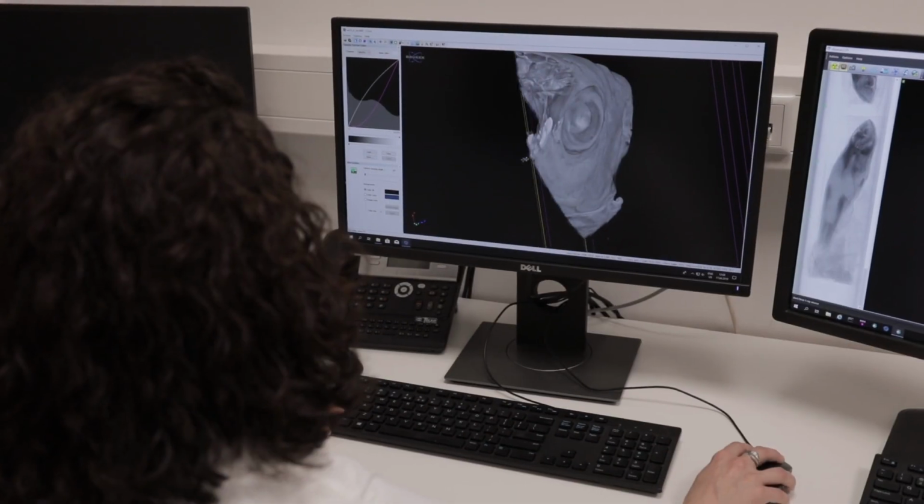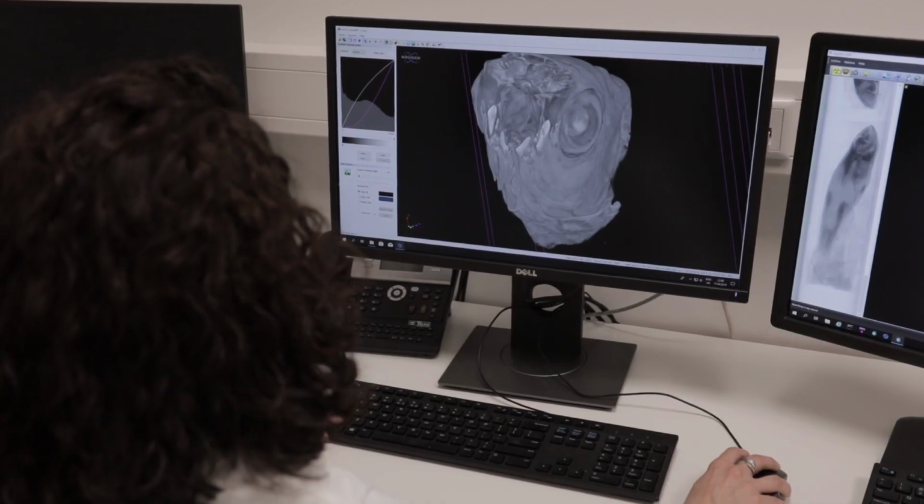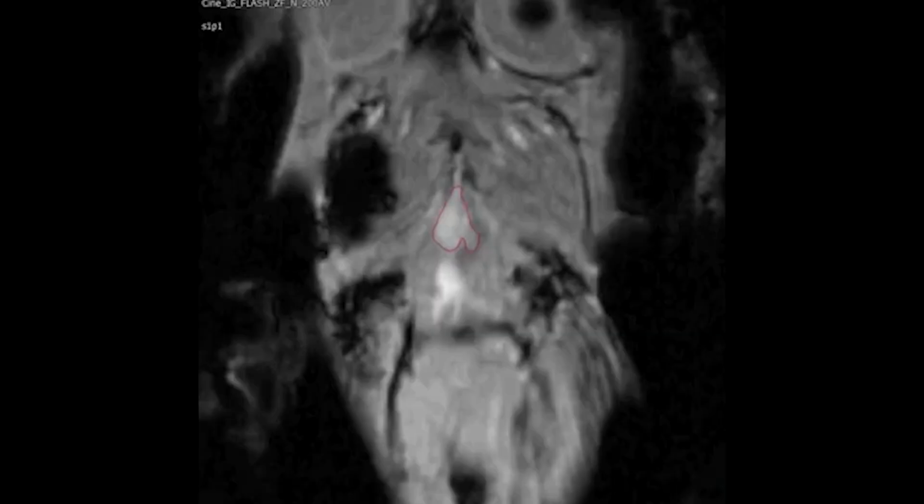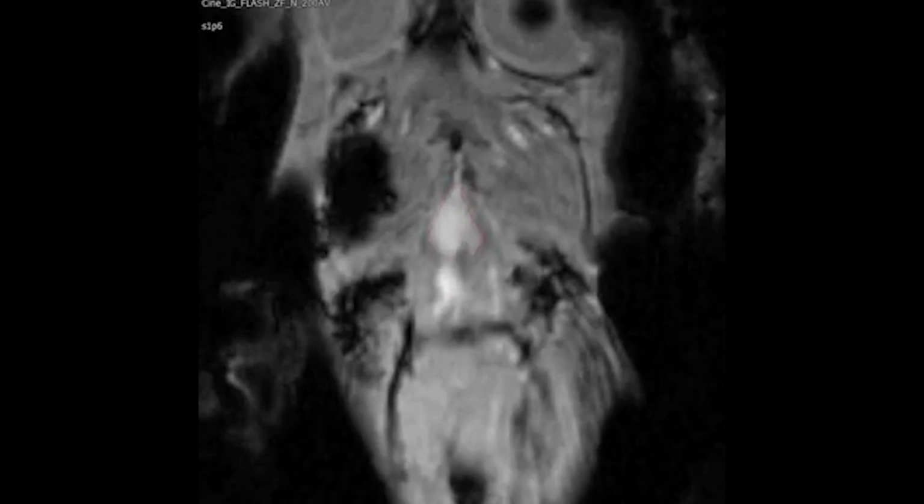And so we use an intragate flash sequence, and this is a retrospective gating technique, and with this technique we don't need any external ECG. So we can then detect with a navigator signal the physiological functions of the zebrafish.